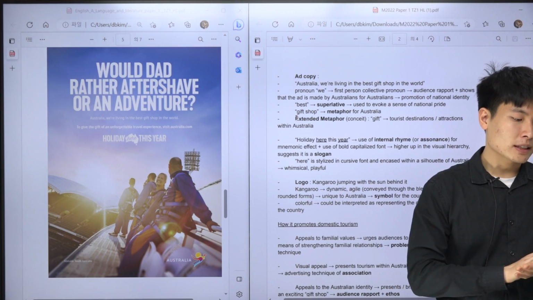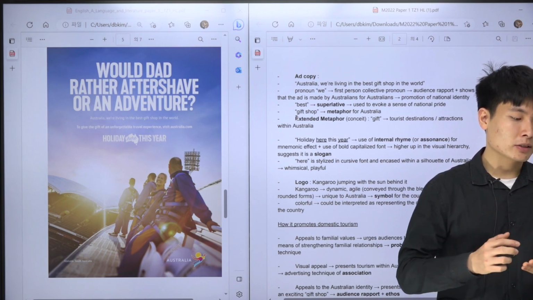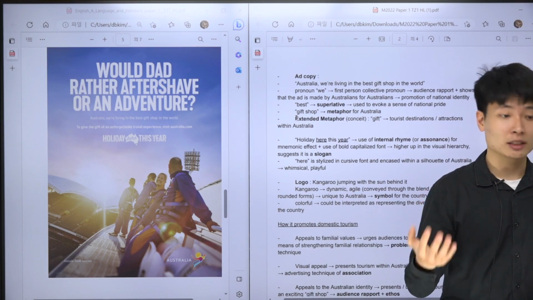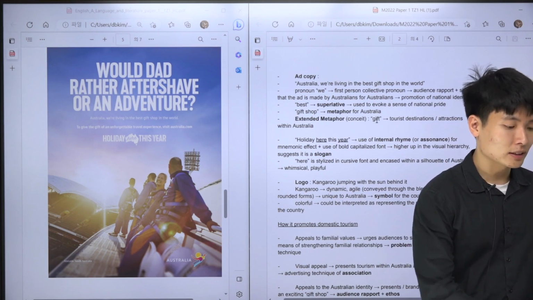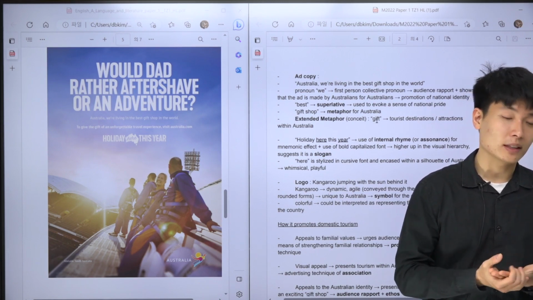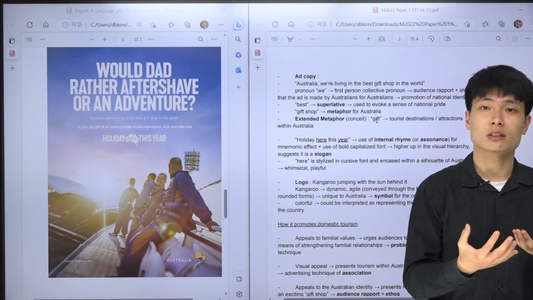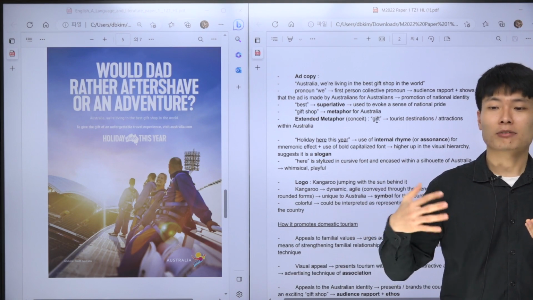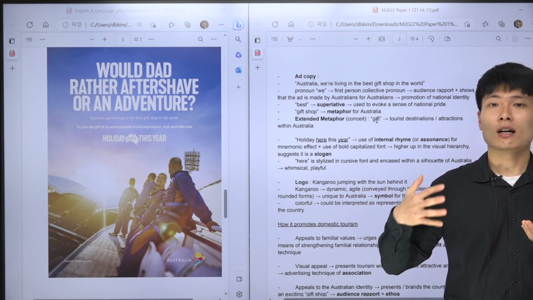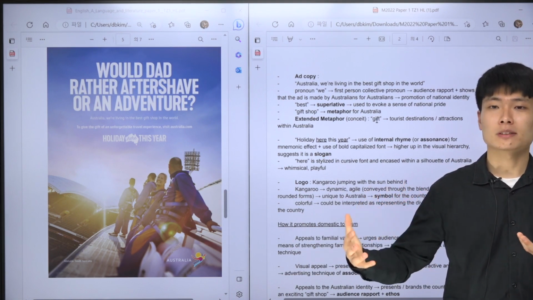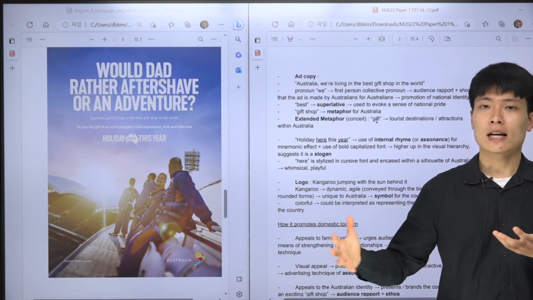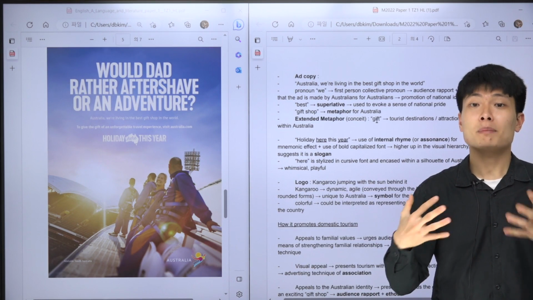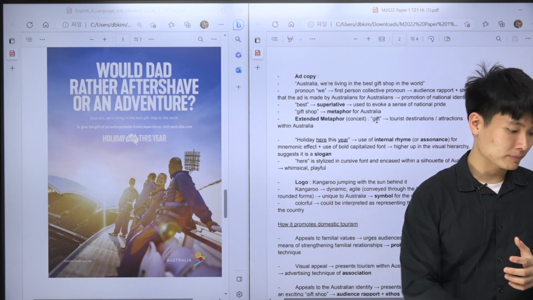And the word gift can even be argued to be an extended metaphor or conceit. So gift in this case would refer to tourist destinations and attractions within Australia. The fact that Australia has so much of them, and the fact that this advertisement is trying to get audiences to think of them as gifts, again, shows how it is trying to shape the audience's own perceptions about their own country.